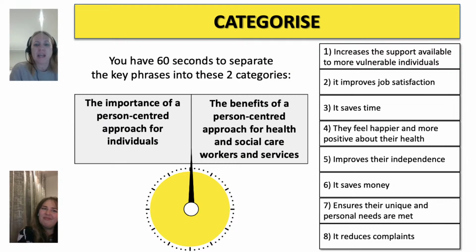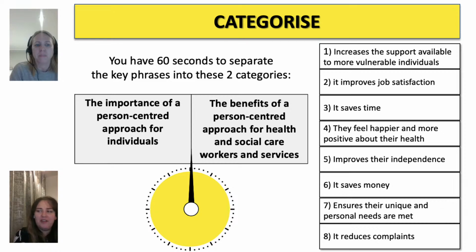Okay, let's have a look at our next one. Over to you, Laura, for this one. Okay, so this one is categorize. We're going to give you 60 seconds to separate the key phrases into 2 categories. You've got 8 phrases or bullet points, and we need to work out: are they under the importance of the person-centered approach for the individual that we're looking after? Or are they the benefits of a person-centered approach for the actual health and social care workers and the service? So see if you can work out which one they go into.